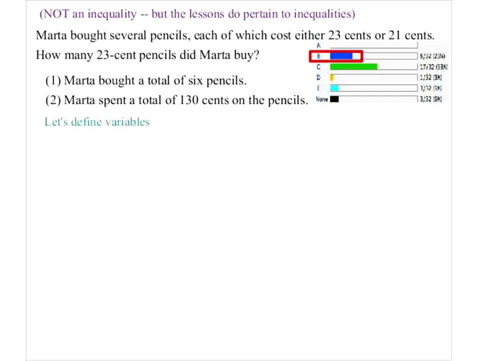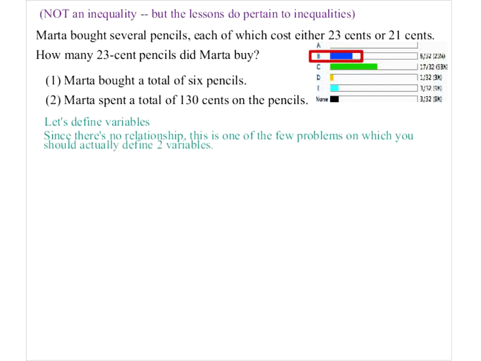Since there's no relationship at first, this is one of the few problems on which you should actually define two variables. If you guys have been watching my earlier study halls, I did a study hall once on when you do multiple choice questions, you should almost never use two variables. But in the case of data sufficiency, you'll have to more often because there are a lot of problems where there's not really a relationship at first.